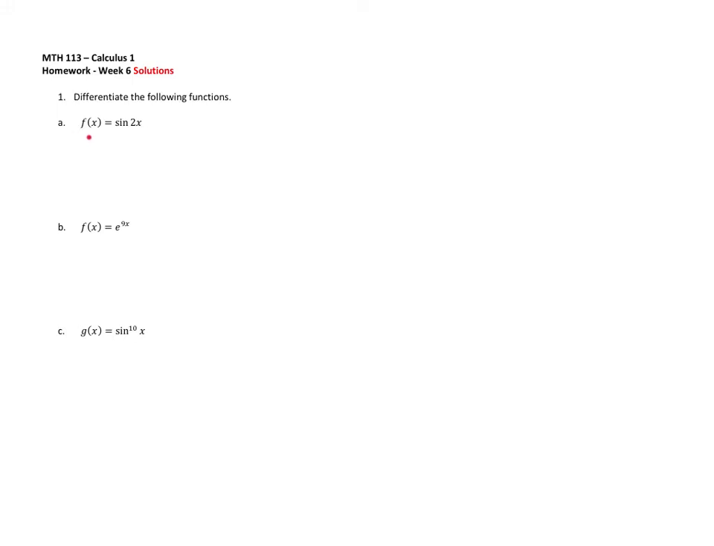For part A, I want to take the derivative of sine of 2x. So I'm just going to write this with some parentheses. I'm not taking the derivative yet, I'm just rewriting the function. I see this as a composition, and it's sine of 2x. I need to use the chain rule to take the derivative.